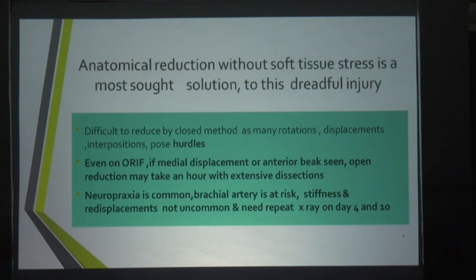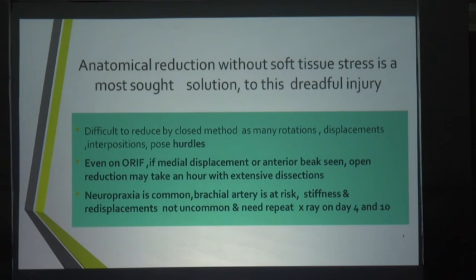Anatomical reduction without soft tissue stress is the most sought solution in Gartland injury. It is difficult to reduce by closed method, as many rotations, displacements and interpositions pose hurdles. Even in ORIF, one of my colleagues recently operated, and it took 1 hour to reduce in open reduction also, because you don't know what structure to save and from where to get the bone back.